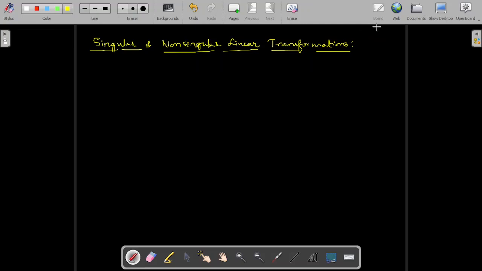Hello everyone. In this video, I am explaining about singular and non-singular linear transformations. Suppose you have a linear transformation T from V to U. V and U are two vector spaces over a field R, and T is a linear transformation from V to U. Now, we say this linear transformation is a non-singular linear transformation if only the 0 vector of V maps to the 0 vector of U. No other vector maps to the 0 vector of U.